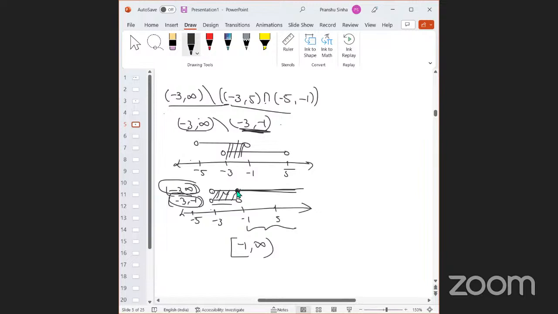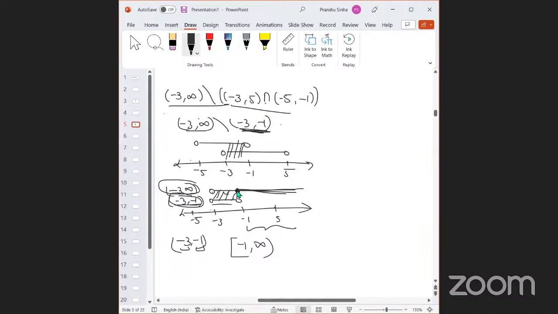Yes, sir. So why are we including -1? Because -1 is not in this interval, right? In -3 comma -1, none of the endpoints is included. But the final result we got has -1 to infinity, right? What we are saying is -3 to infinity without -3 to -1, but -1 is not included, right? Yeah, that is the part I'm not able to understand.